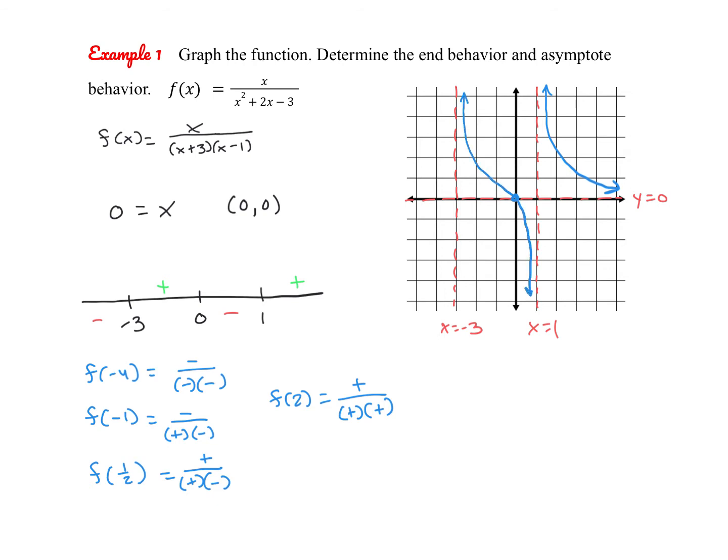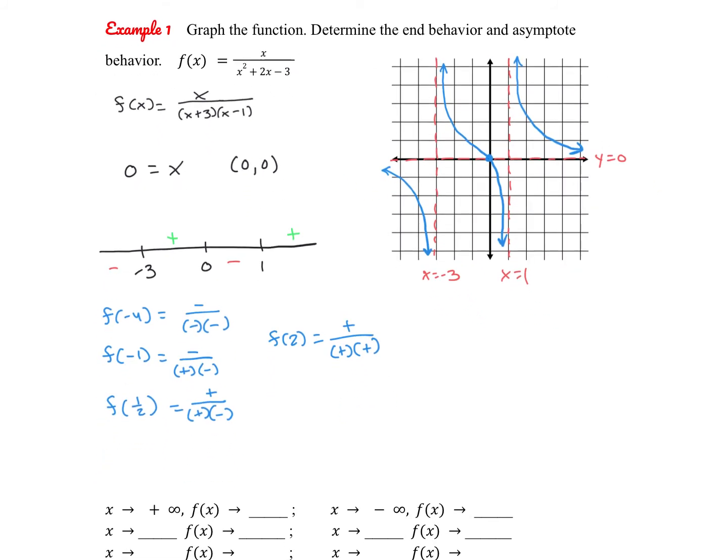Again, it's a pretty rough sketch. We could always plug in some more x values to help us get a more accurate graph. And then everything to the left of -3 is going to be negative. And again, it will approach our asymptotes. So it will look something like this. So in the long run, it will approach our vertical asymptote and our horizontal asymptote.